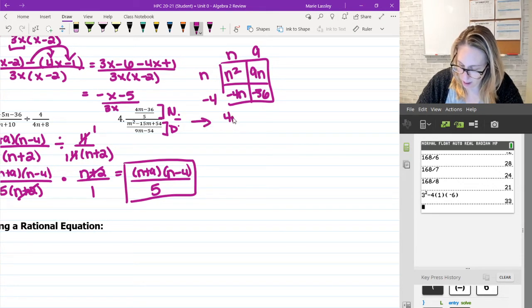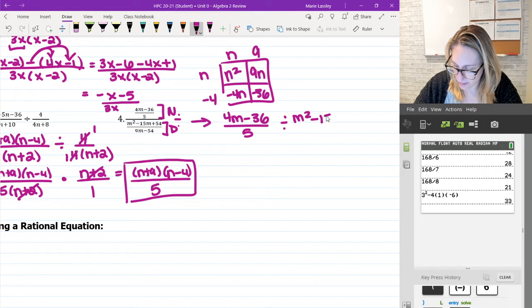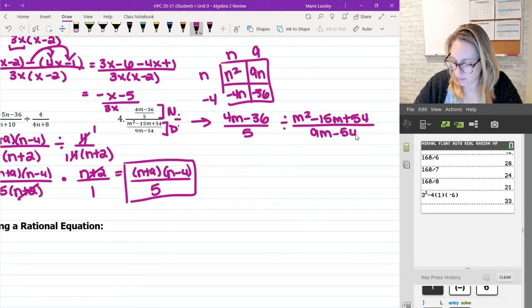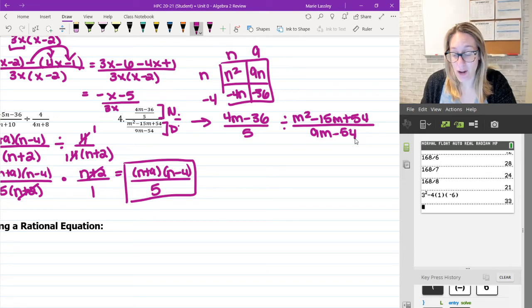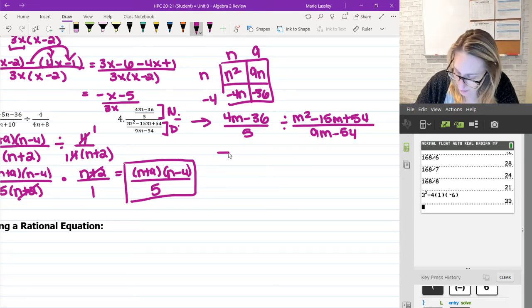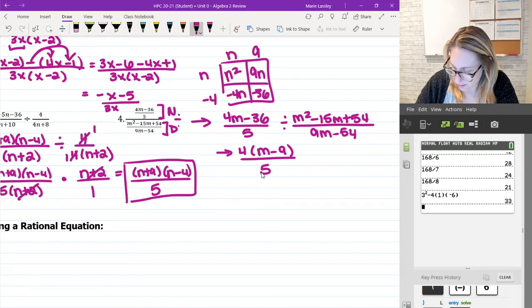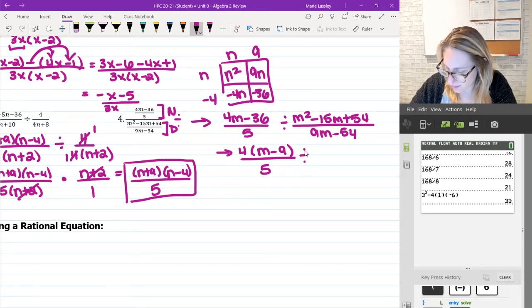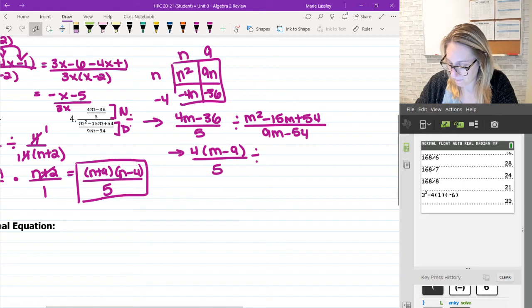So this is 4m minus 36 over 5 divided by m squared minus 15m plus 54 all over 9m minus 54. Okay, so just like my division problem, I am now going to factor. All right, so next up, factoring. So take out the 4. And then staying division, so I'm not going to flip it yet.